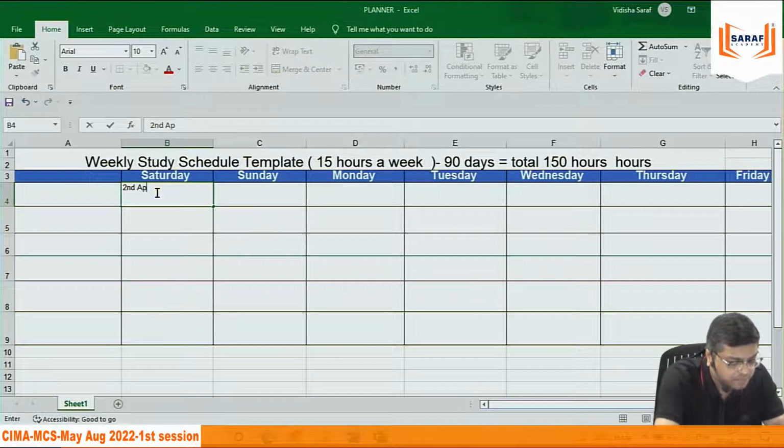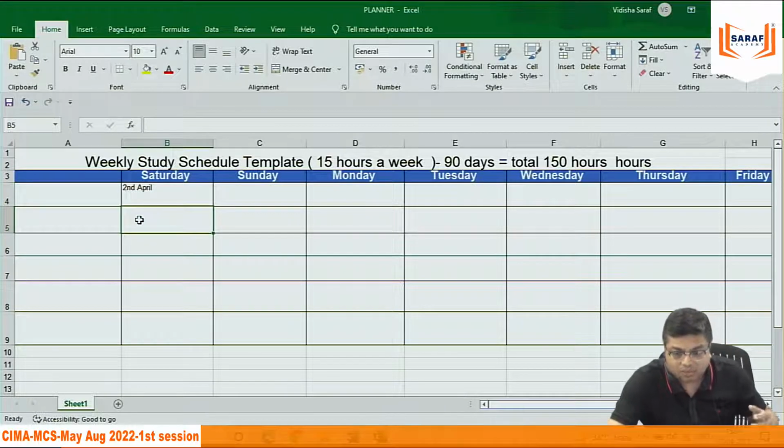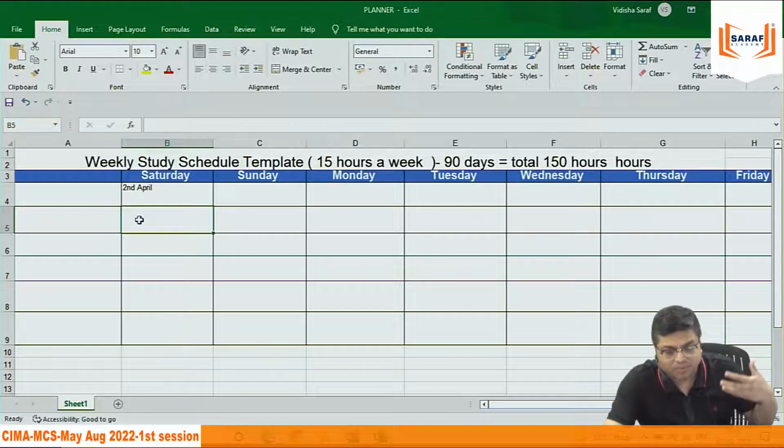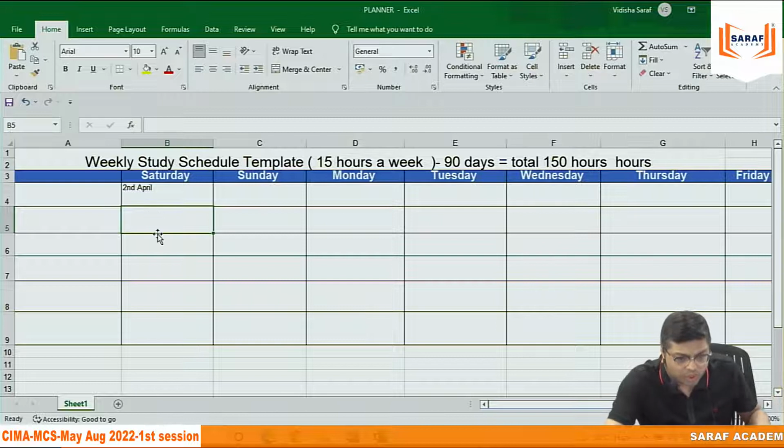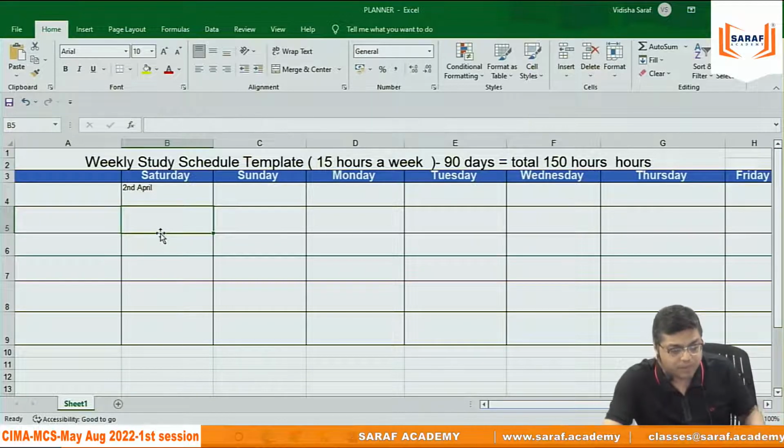2nd April. What is my target for Saturday? At what time am I going to study? At what time can nobody disturb me? Because if I am married, family members, this, that, or maybe not married, but other commitments, office, this, that, all are working, except one or two students. So you need to analyze your life, where you are free, where you can switch off the mobile phone, where you can study properly.